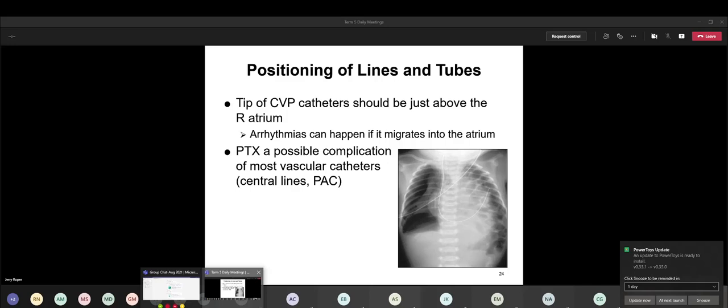And then we're always concerned about pneumothorax when they're inserting these catheters, and that goes for any patient. So now, what's going on with this picture here?